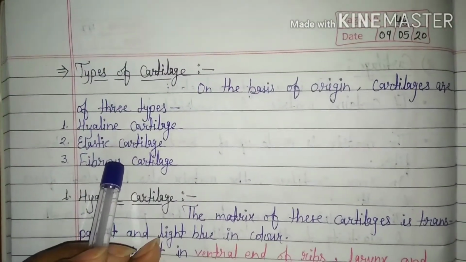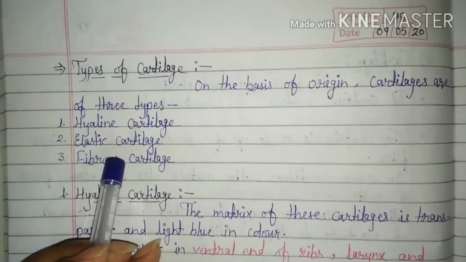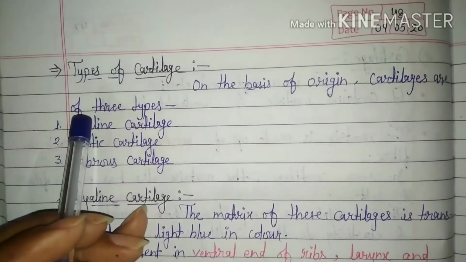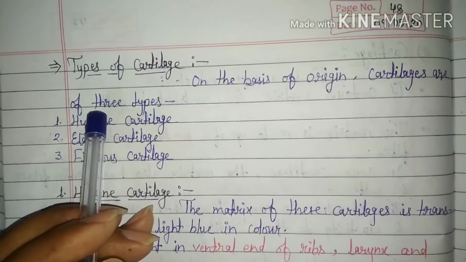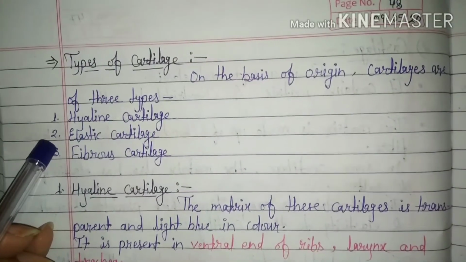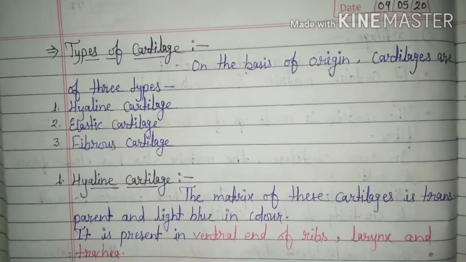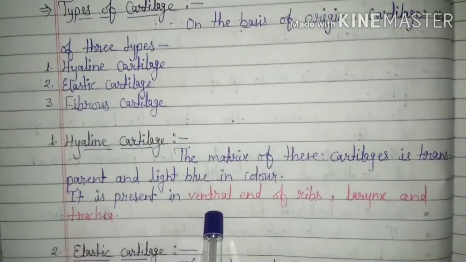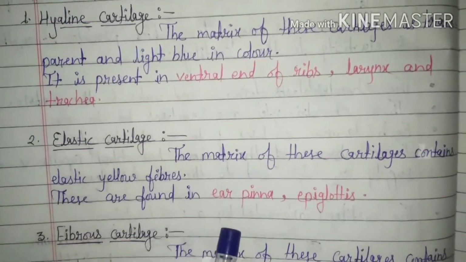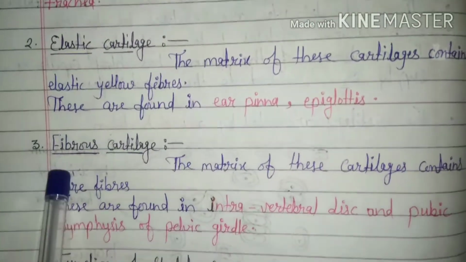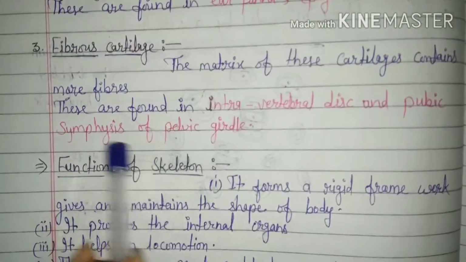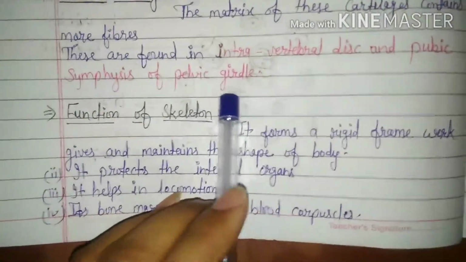Today we are going to talk about the human skeleton system. In the previous class we studied the types of cartilage, that is hyaline, elastic and fibrous cartilage. Hyaline cartilage is found in ribs, larynx and trachea. Elastic cartilage is found in the ear pinna and epiglottis, and fibrous cartilage is found in the intervertebral disc and pubic symphysis of the pelvic girdle.